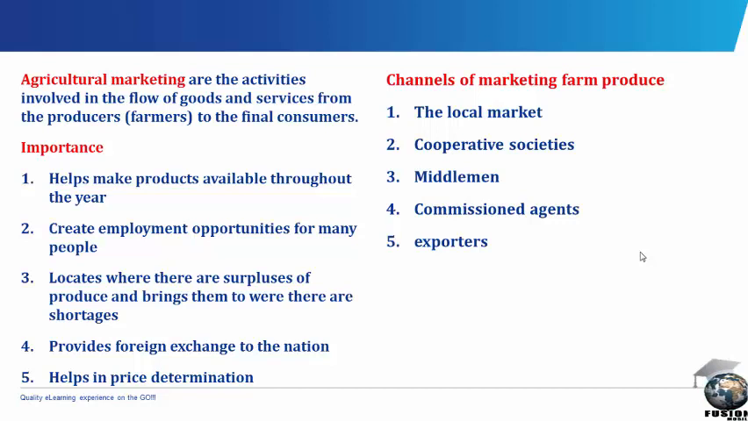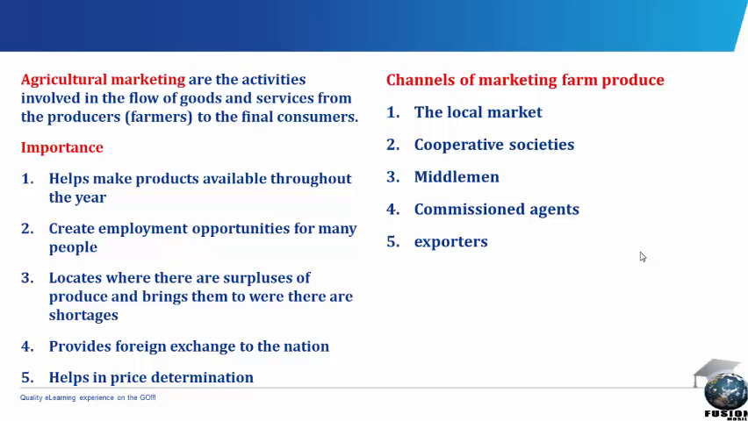Channels of marketing farm produce. Channels of marketing farm produce refer to all the linkages or pathways through which farm produce have to pass through before they get to the final consumers. These marketing channels include the local market, the cooperative societies, the middlemen, the commission agents, and the exporters.